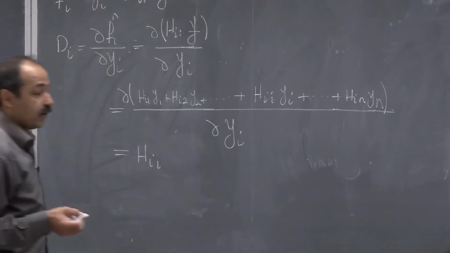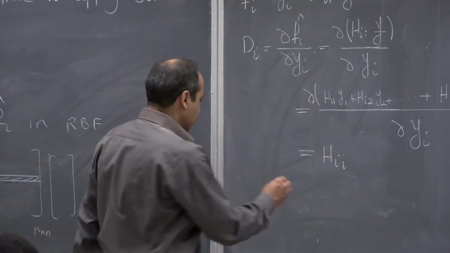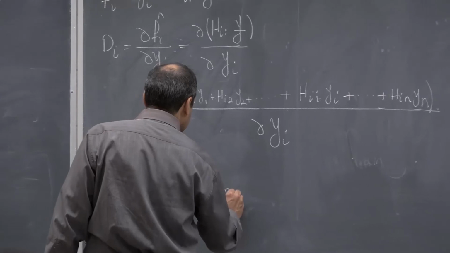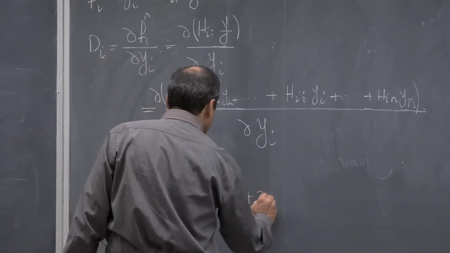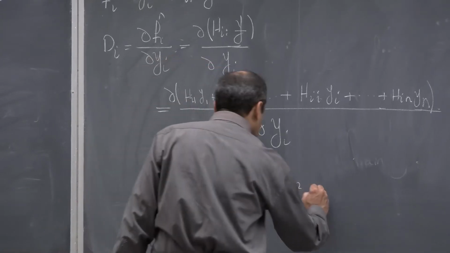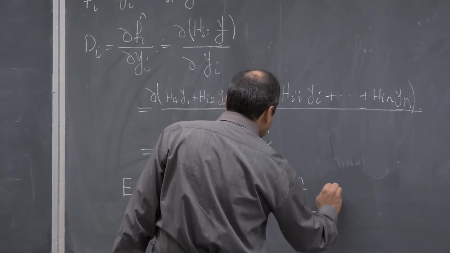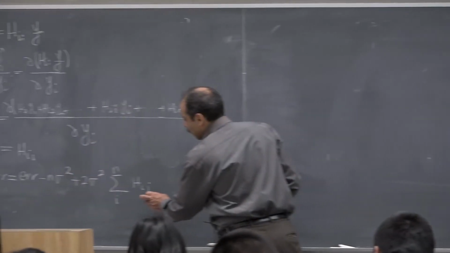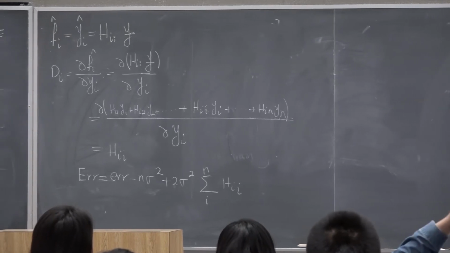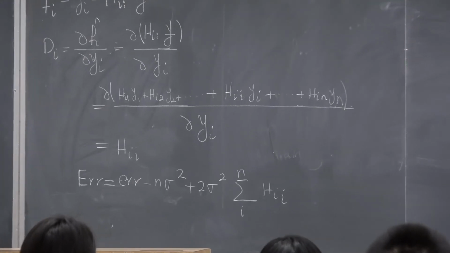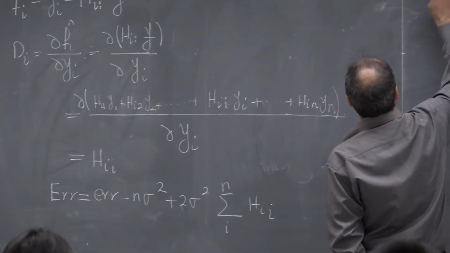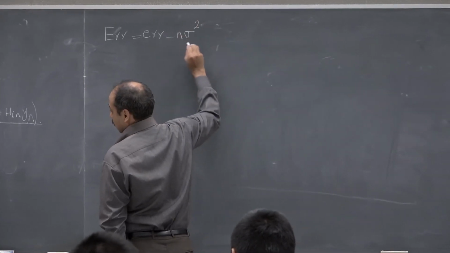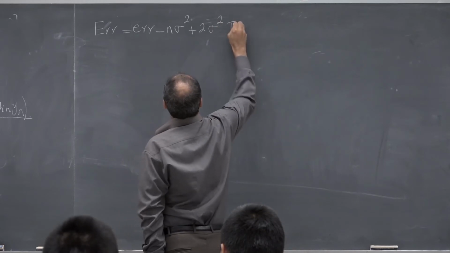So let me write SURE for this case. The true error is empirical error minus n sigma squared plus 2 sigma squared times the summation from i to n of hii. What is the summation of hii? It's the trace of H, right? So the true error is empirical error minus n sigma squared plus 2 sigma squared times the trace of H.